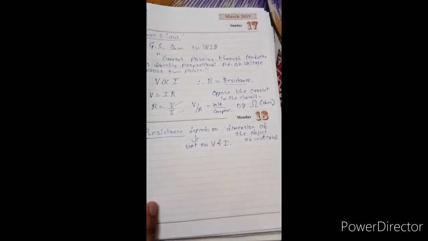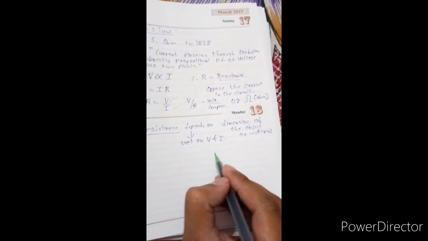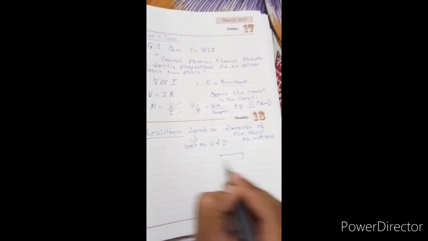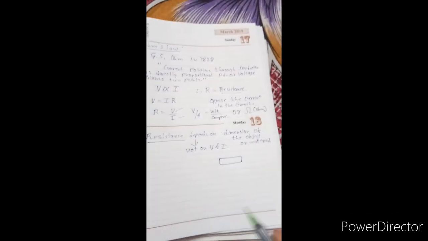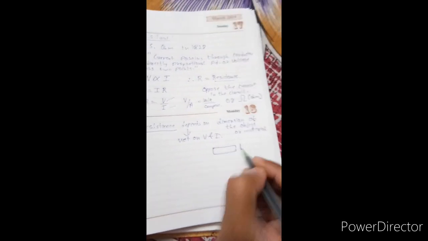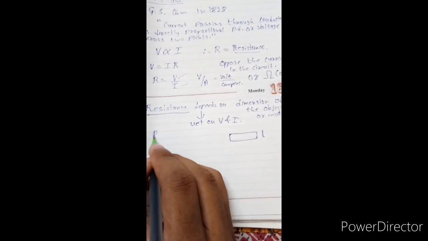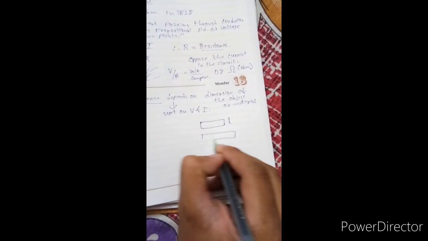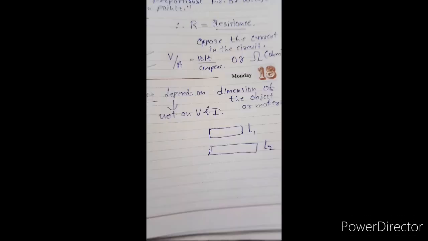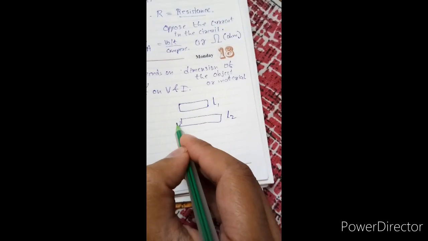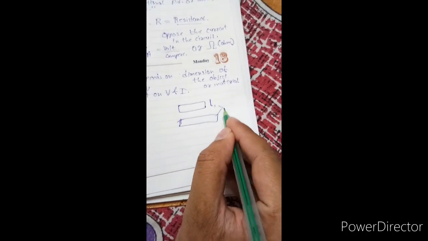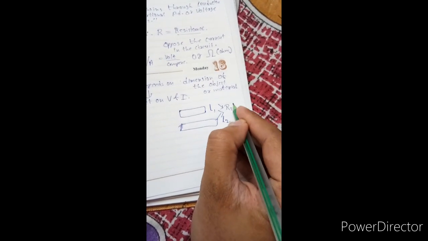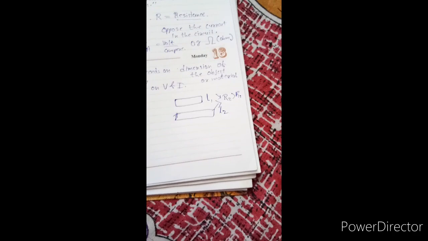Then you can say how it is that. So let's assume what he performed or what he observed. He observed that if you increase the length of any object, resistance is directly proportional to length. It means if you take this object L1 and this object having L2 length, the object having L2 length has more resistance than L1, means R2 is greater than R1.